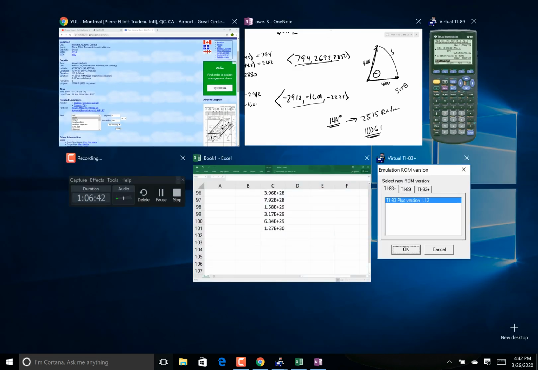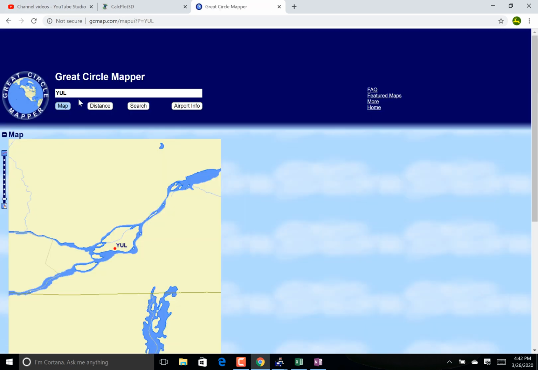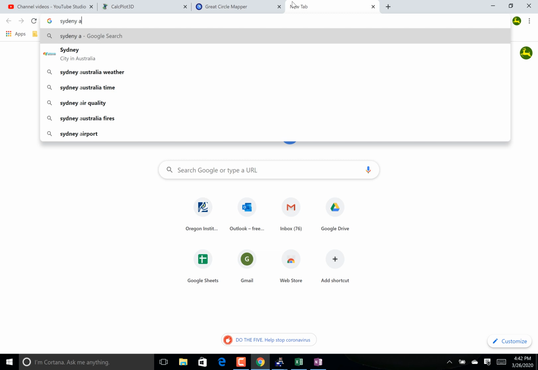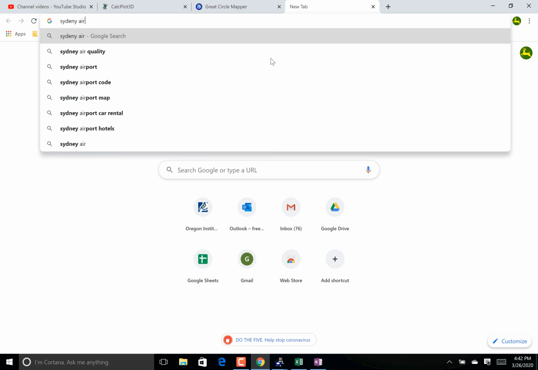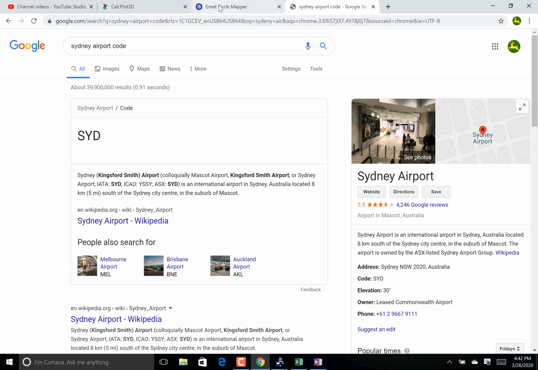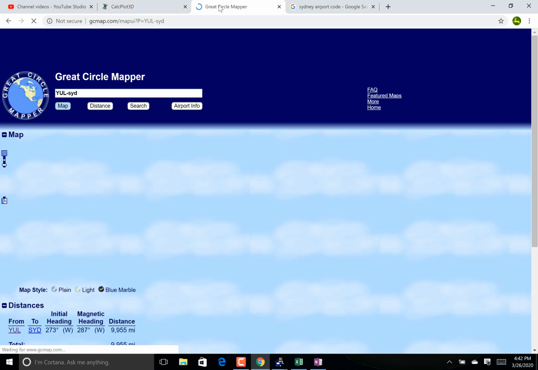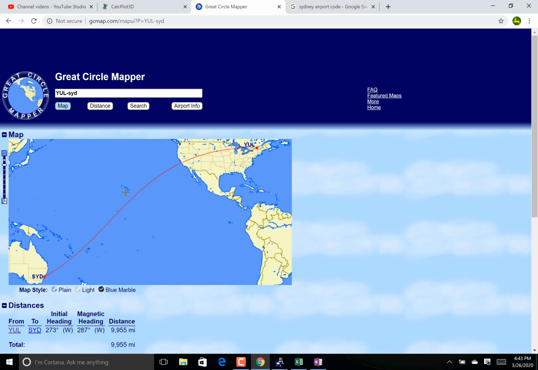Oh, didn't I select it? No, I didn't select it. Just one moment, please. There we go. Got it. You will too. Oh, I should just do Sydney here. I'll do the Sydney airport code this way. Sydney airport code. SYD. There you go. There it is. Boom. There's the map.